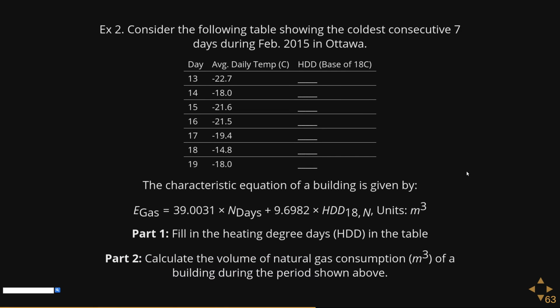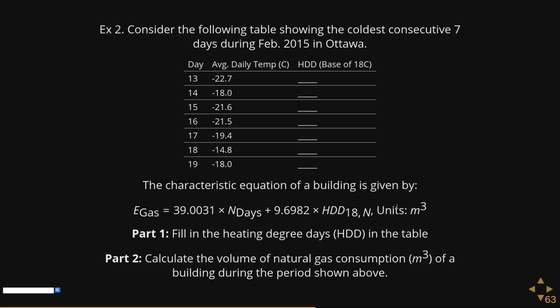We don't have to use a period of a day. We can combine, for example, periods of a week. All you have to do is sum up the heating degree days. So for example, this question looks at a period of 1 week for February 2015 in Ottawa. You're given the day numbers as well as the average temperature of the exterior environment that day. You're given the characteristic equation of a building. Again, we're going to look at natural gas consumption just to be consistent.